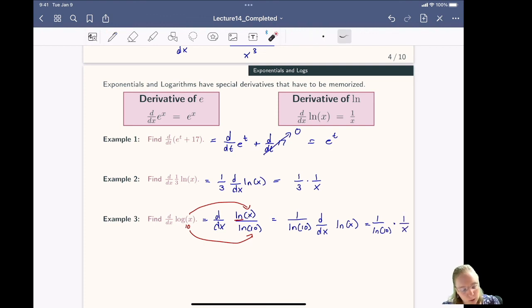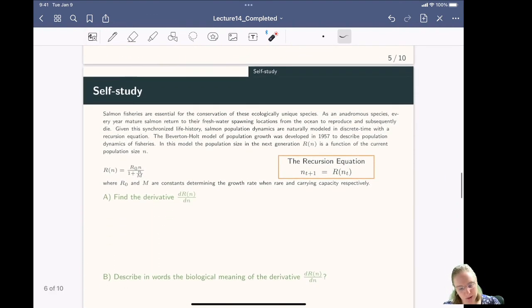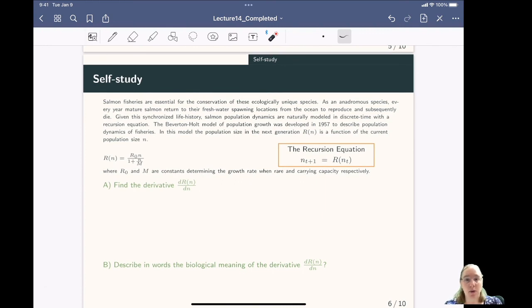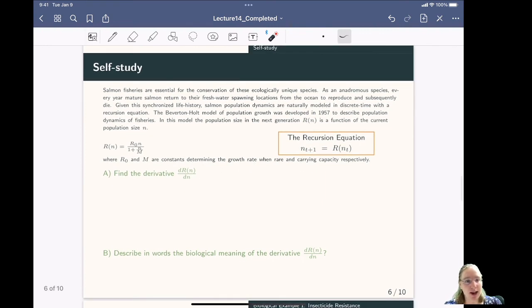So this one rule actually lets you take the derivative of any logarithm base by doing a change of bases first. All right, so with that, I'm going to leave you with a self-study question where you're going to practice those principles, and I'll see you in class.